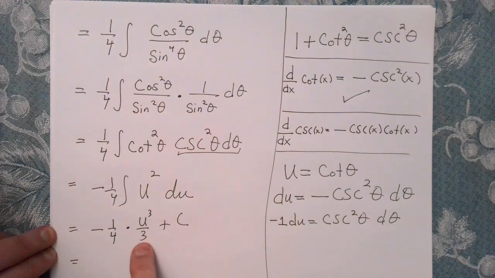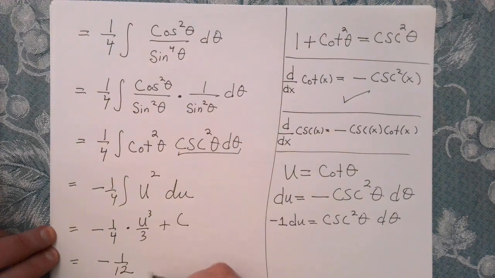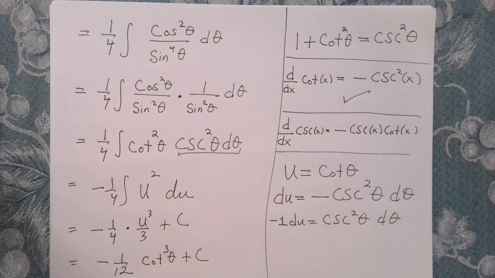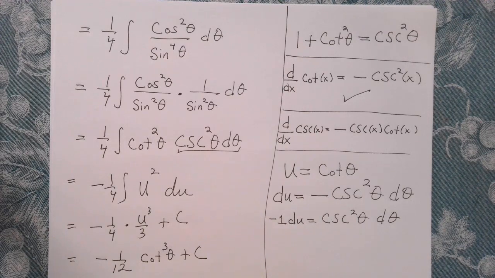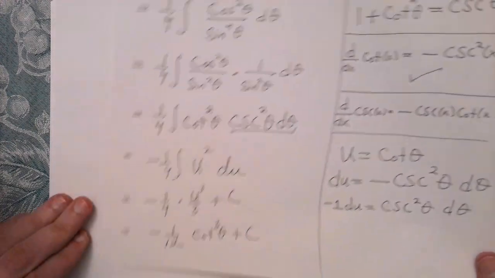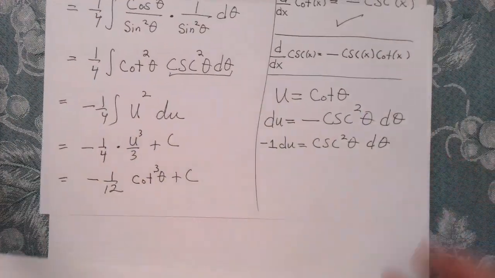I think I'm going to multiply these and also back substitute. So that's going to be minus 1/12 cotangent cubed of theta plus c. But we want to remember this is a trig sub problem, so we need to go back to variable x. Right? If there's no bounds, I want to use a right triangle to help me get back to variable x.